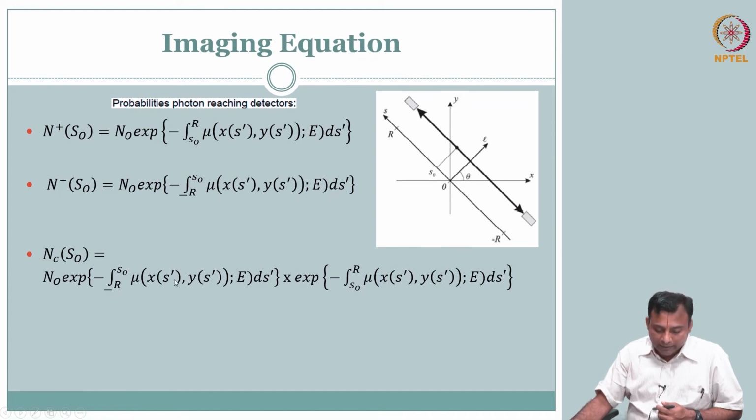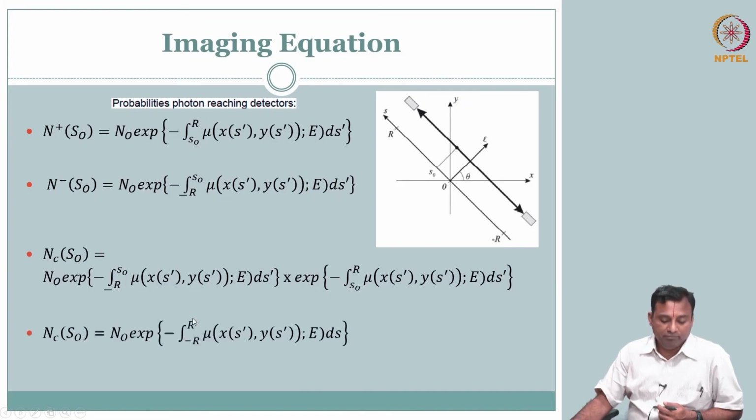Essentially these are the same, x of s is the line, but your limits have changed from R to S0 to S0 to R. What does that mean? I have minus R to S0 to minus R, there is a minus R actually. You can combine that, you get the full path minus R to plus R. So, N coincident is nothing but N0, the activity that happened there, and exponential of loss over that path minus R to plus R.